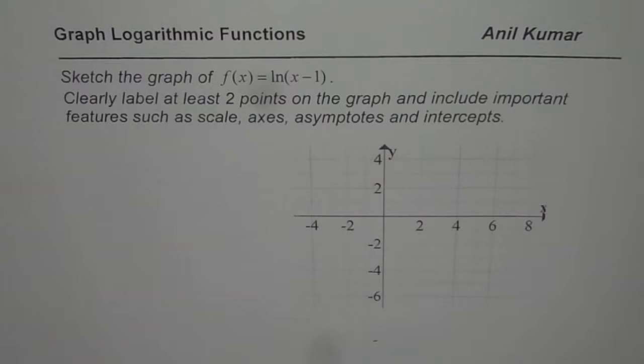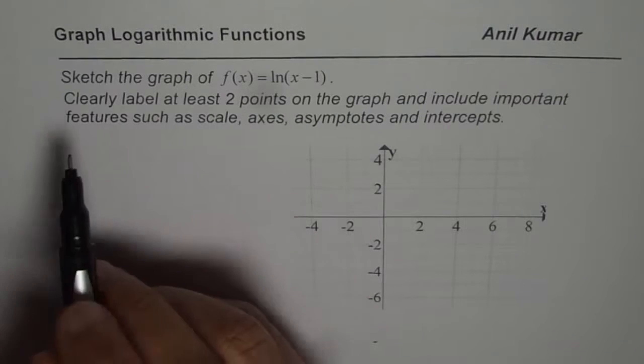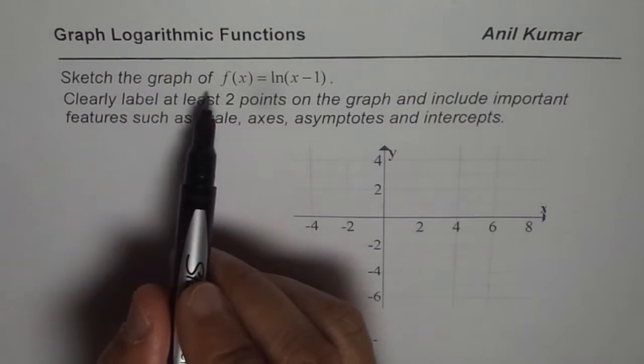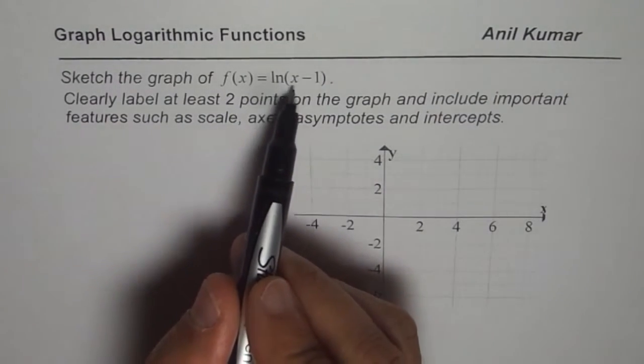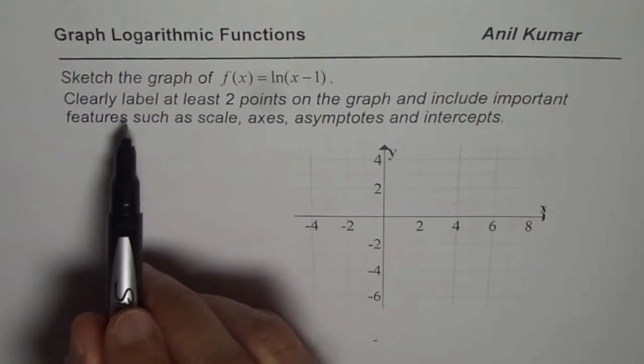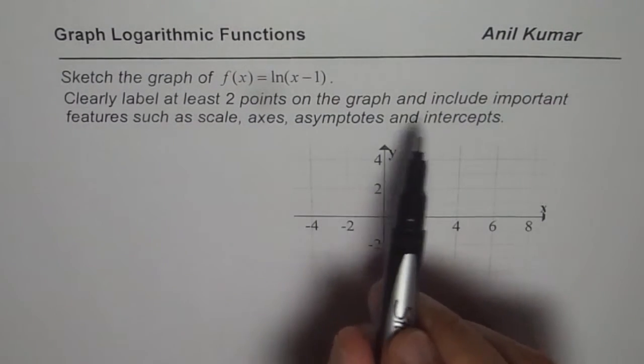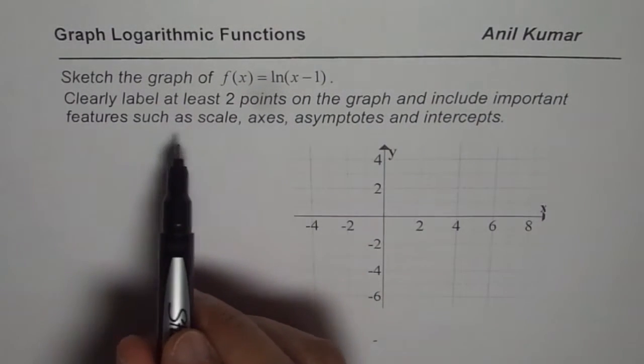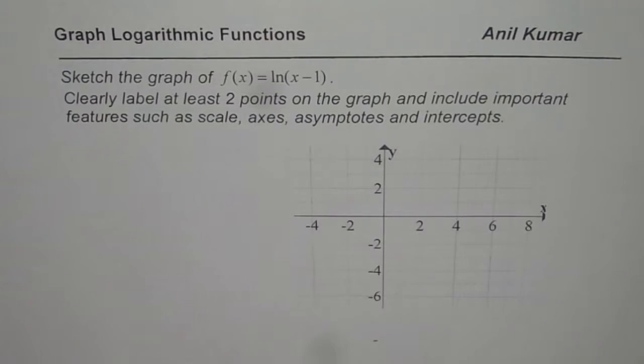I'm Anil Kumar, and some of our students are now learning natural logarithm, right? That is to the base e. So this question is basically to understand what a natural log is and how we can sketch its graph. The question here is: sketch the graph of f of x equals ln x minus 1. Clearly label at least 2 points on the graph and include important features such as scale, axis, asymptotes and intercepts.